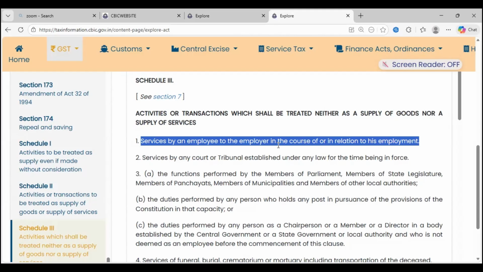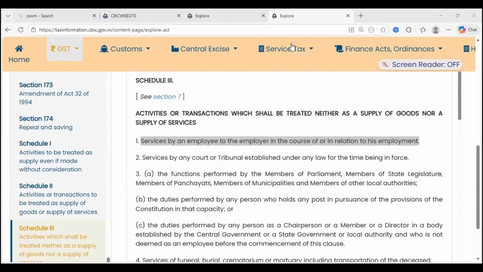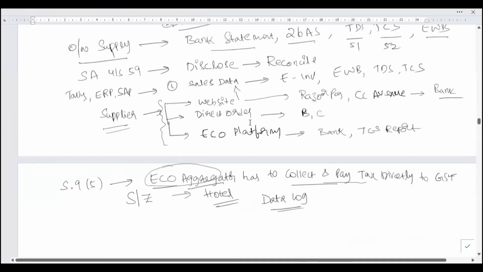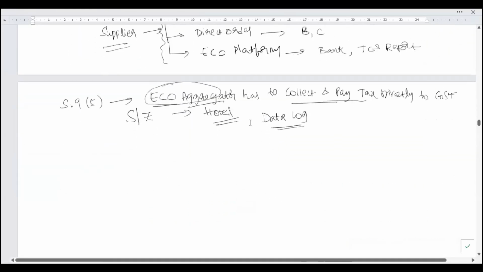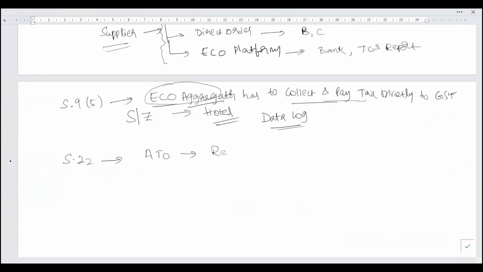So when I do an individual IT return, I need to know what is taxable and what is non-taxable. So non-GST is something where salary comes into the picture. Now, many times people ask this question. I'll give one simple example to build understanding. Section 22 talks about your aggregate turnover for the purpose of registration.